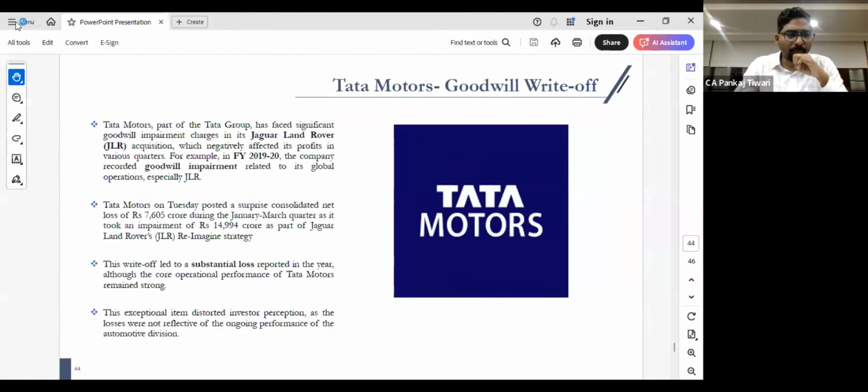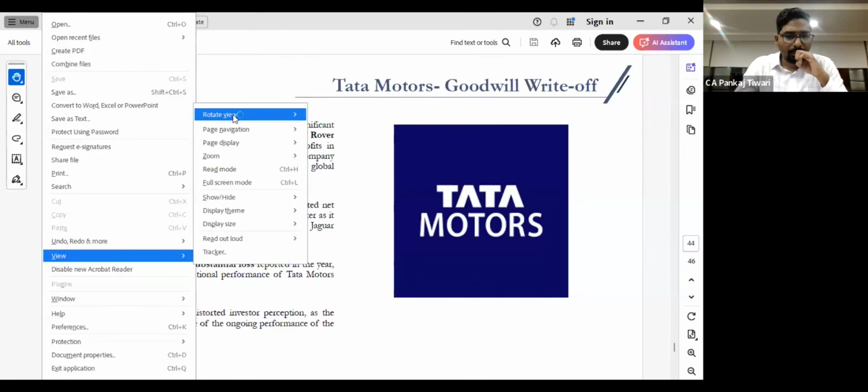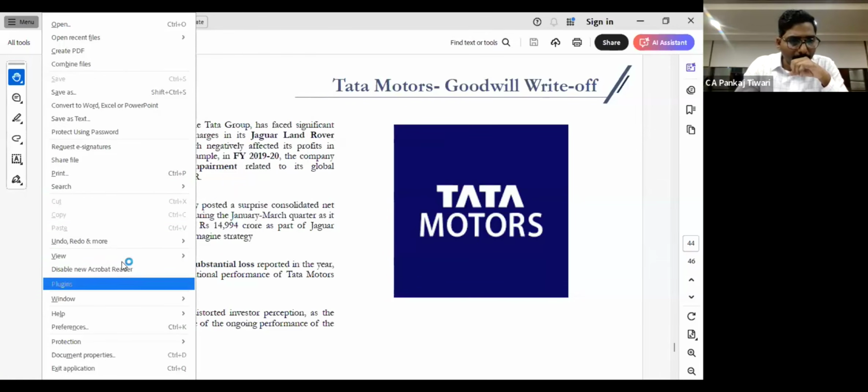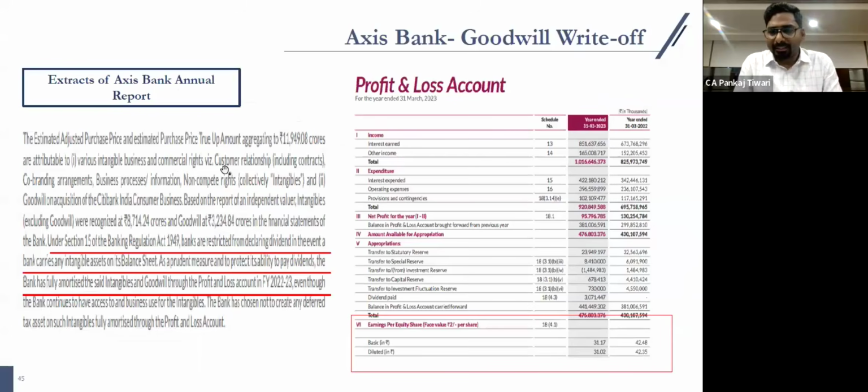Yeah, I think for the next one, I will just share the screen. The next one which we want to discuss is mainly on Axis Bank.